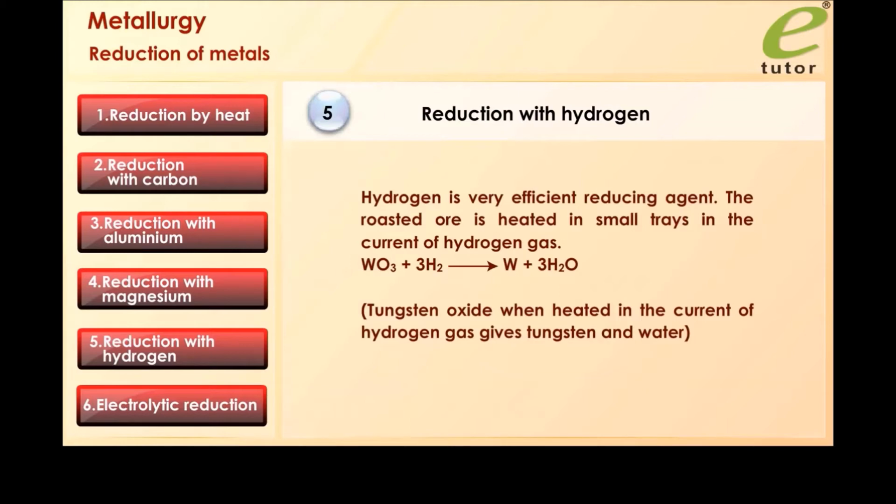Reduction with hydrogen. Hydrogen is a very efficient reducing agent. The roasted ore is heated in small trays in the current of hydrogen gas. WO3 plus 3H2 gives W plus 3H2O. Tungsten oxide, when heated in the current of hydrogen gas, gives tungsten and water.